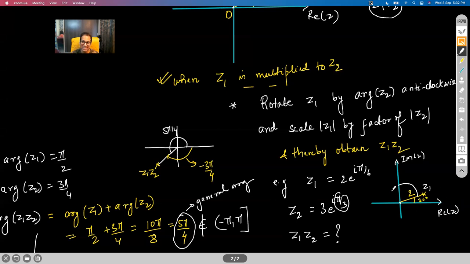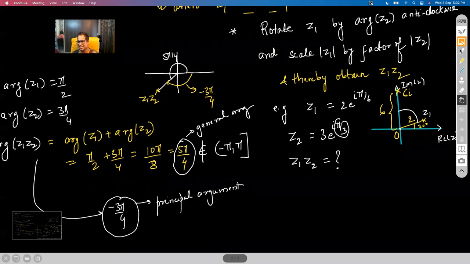And then you change the modulus of Z1 by a factor of modulus of Z2. Modulus of Z2 is 3. So 2 into 3, 6 times. So this length will become 6. So just choose a point which is at a distance of 6, and on the imaginary axis. So by the way, you have reached the point 6i. So the product of these two will actually give you 6i.